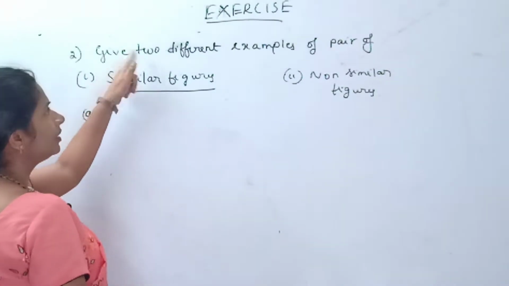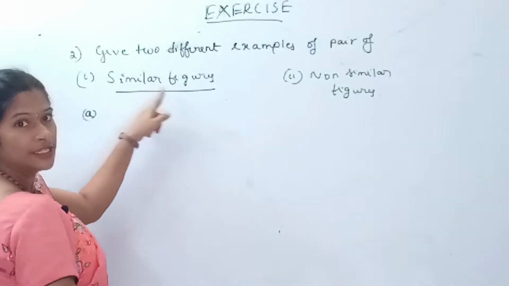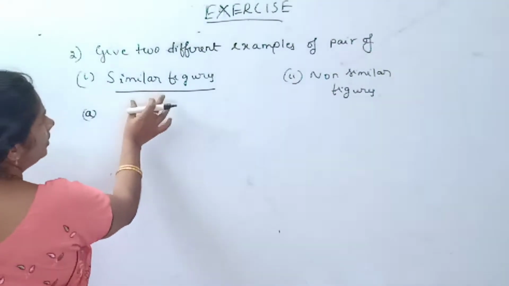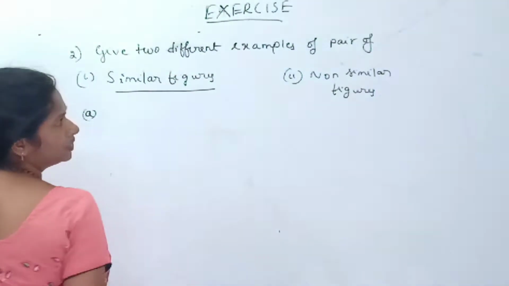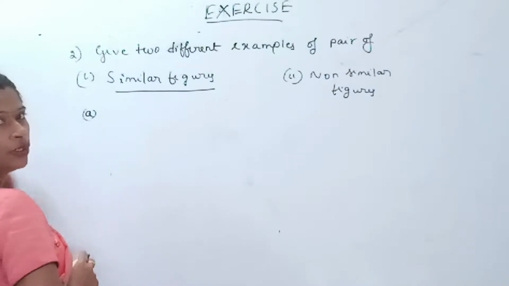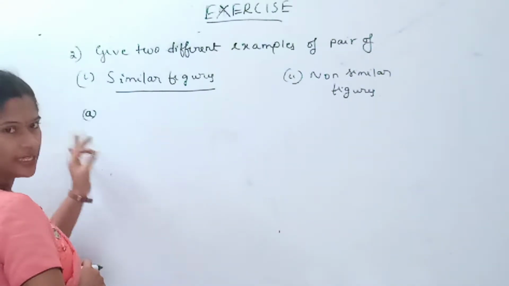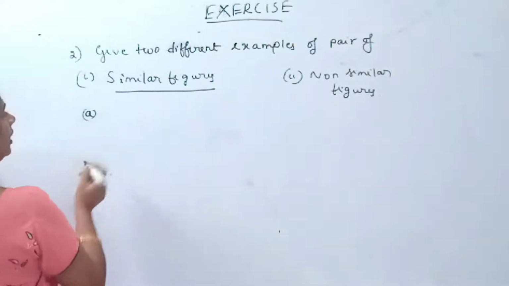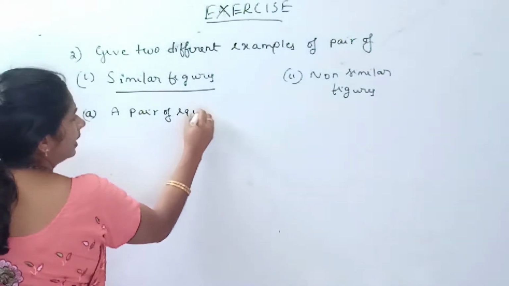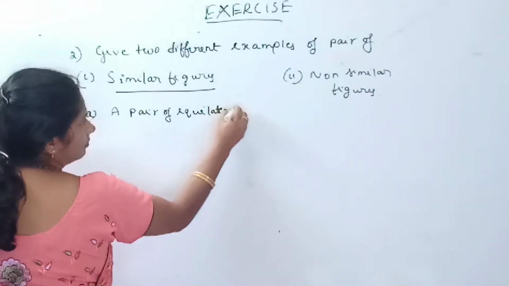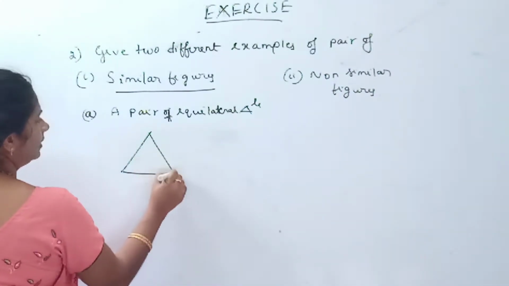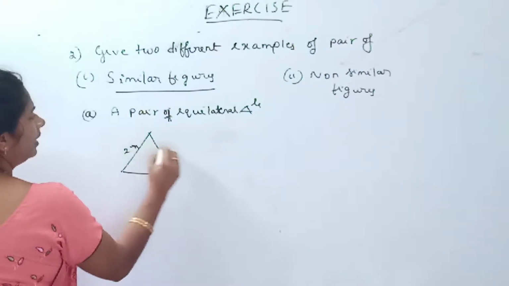Coming to the second question, give two different examples of pair of similar figures and non-similar figures. Let us write two different examples for pair of similar figures. So let me write similar figures. What do you mean by similar figures? Figures having same shape and same size. So let me write a pair of equilateral triangles. Let me draw two equilateral triangles of side 2 centimeter and 3 centimeter.